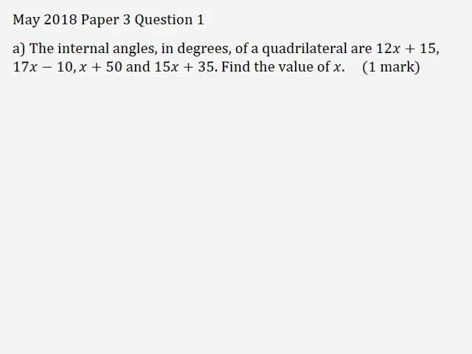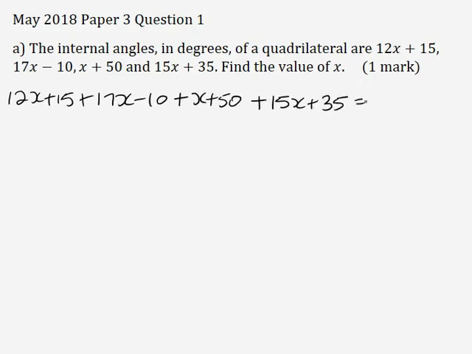Now, the sum of the interior angles of a quadrilateral is 360 degrees, so I can write here 12x plus 15 plus 17x minus 10 plus x plus 50 plus 15x plus 35. And this is equal to 360 degrees.